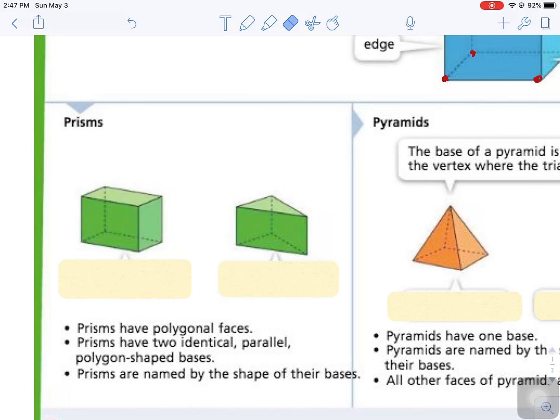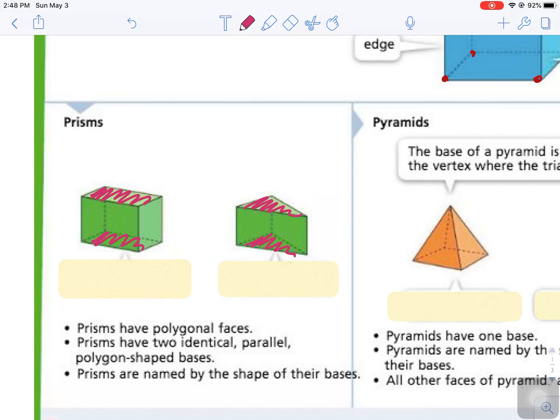and they have two identical parallel bases. So remember, our bases are the top and the bottom. And in prisms, they're identical. So they're the same shape and they're parallel, meaning they will never intersect with each other.